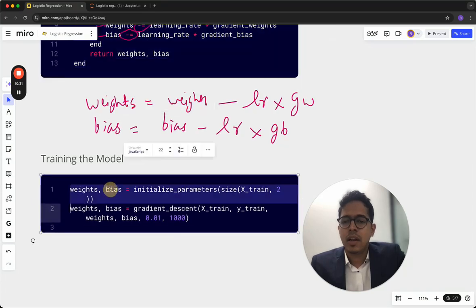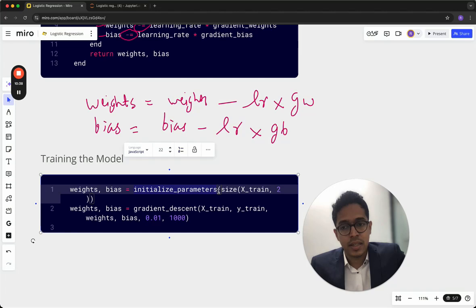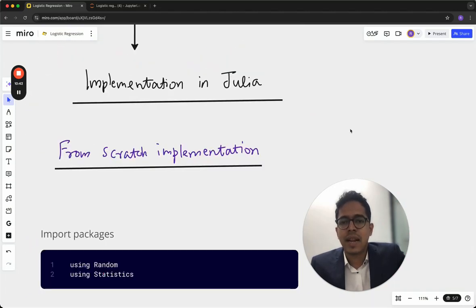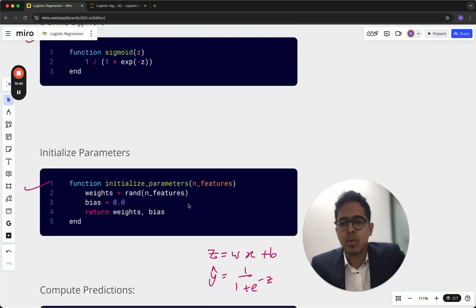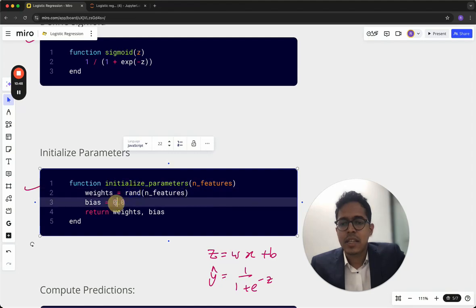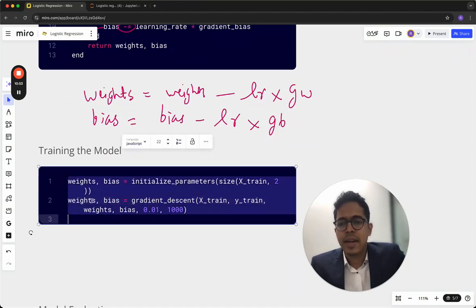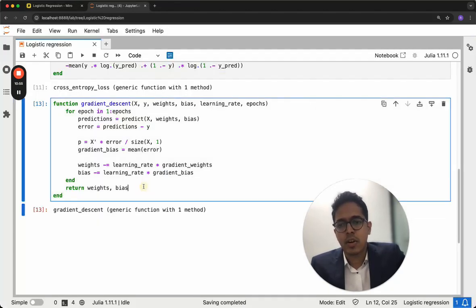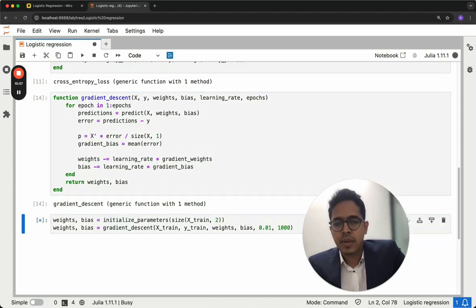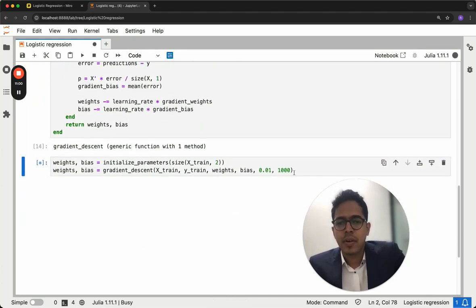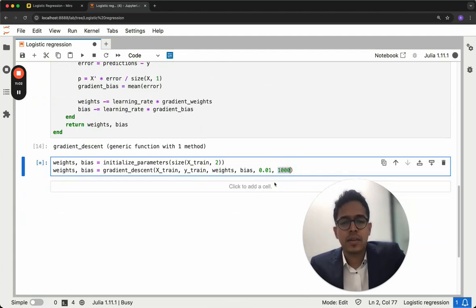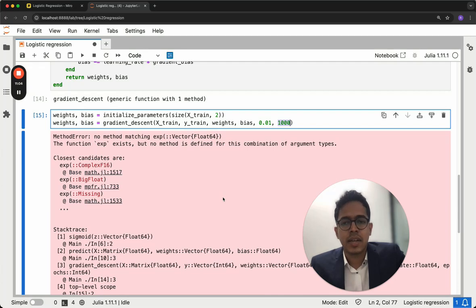Now we train the model. In the training, the initial values of weights and bias are initialized using the parameters within this random function. So weights were randomly assigned and bias was initially assigned to be 0. Then we perform gradient descent to modify the weights and bias. So we can copy paste that. We have set the epochs to be 1000, so this will run 1000 times.